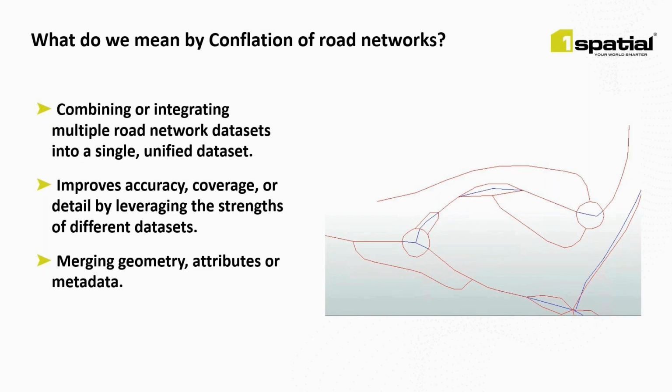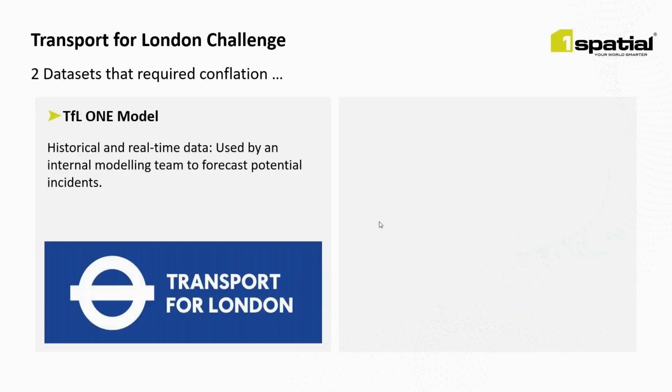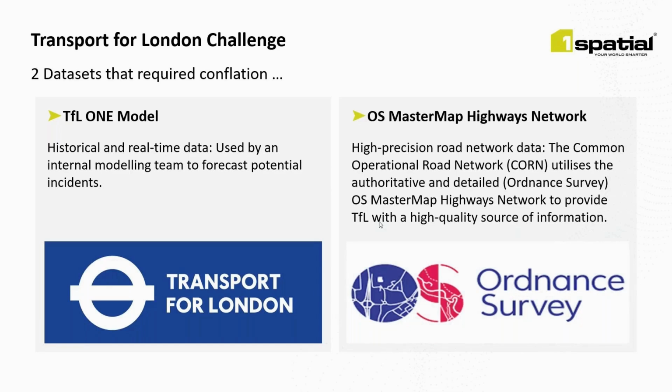So, what was the Transport for London challenge? In this instance, we had two sources of road data which we needed to conflate. The TfL ONE model, which is historical and real-time data used by an internal modeling team to forecast potential incidents, and the Common Operational Road Network, also known as CORN, which utilizes the authoritative and detailed Ordnance Survey highways network to provide TfL with a high-quality source of information.